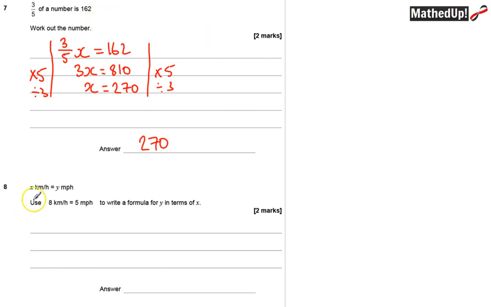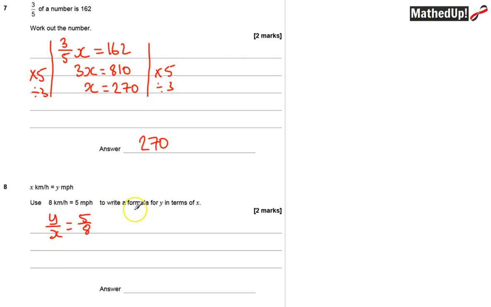Okay, question number 8. We've got x kilometers per hour is equal to y miles per hour. And we're using this conversion over here, 8 kilometers per hour is equal to 5 miles per hour, to write a formula for y in terms of x. So I'm going to start by saying, well, I know that y divided by x must be the same as 5 divided by 8. So y divided by x must be equal to 5 divided by 8.